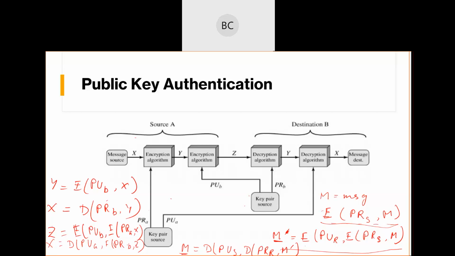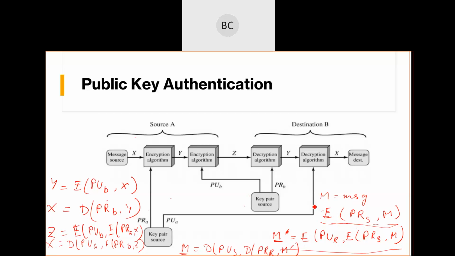So for digital signature, you can simply say the sender signs the message with a private key. This M is your message. So the sender signs the message with its private key. This is the sender's private key.